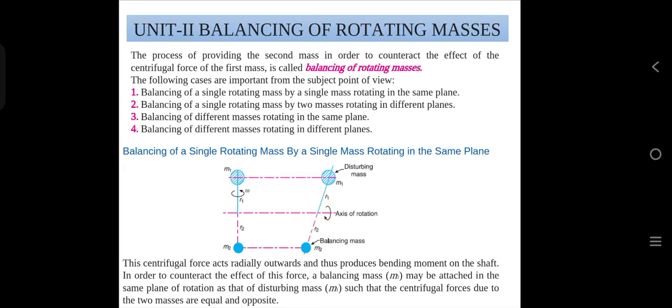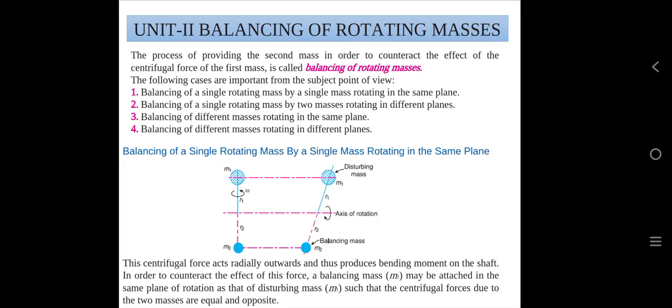So unit 2, balancing. In this unit, we discuss the balancing of rotating masses, the balancing of reciprocating masses, and the balancing of locomotive engines. First you have to know what is meant by balancing of rotating masses. The process of providing the second mass in order to counteract the effect of the centrifugal force of the first mass is called the balancing of rotating mass.